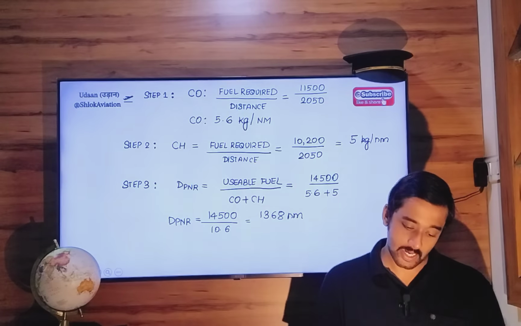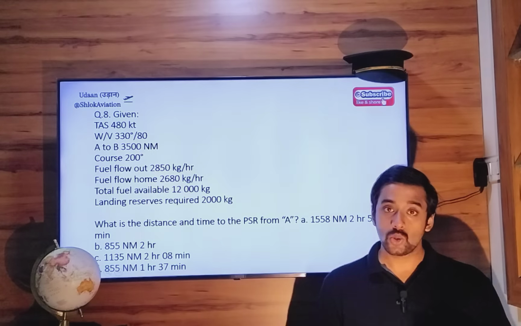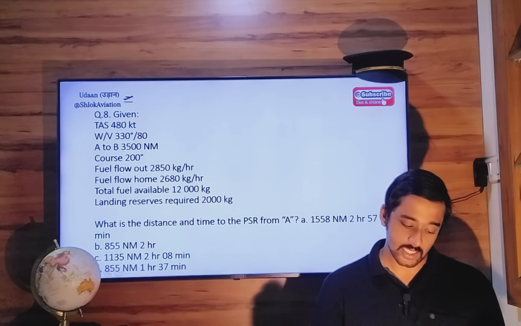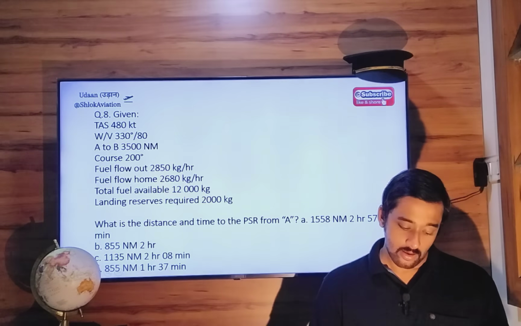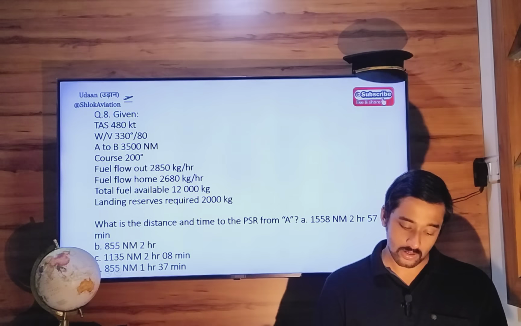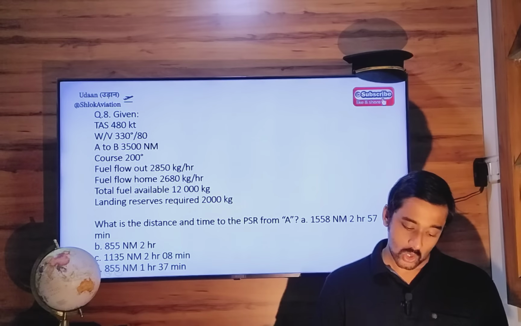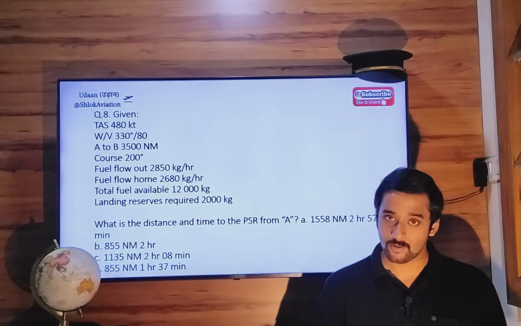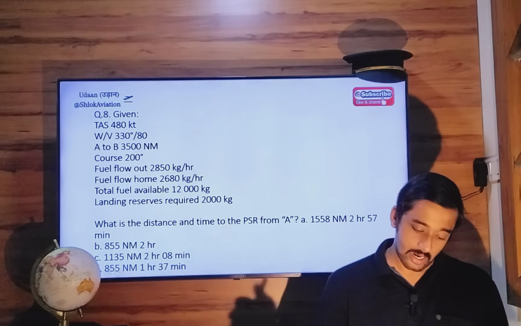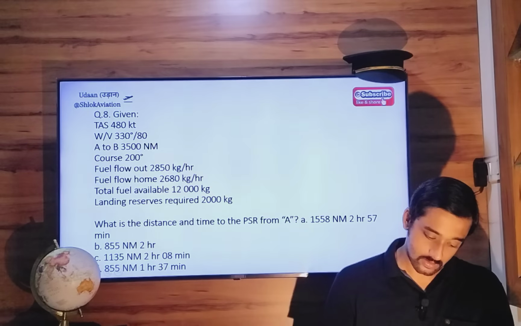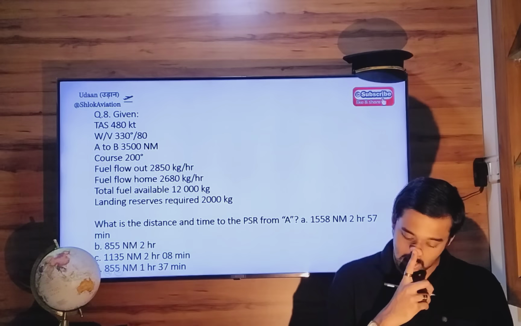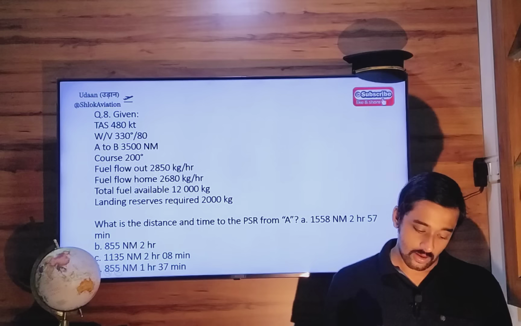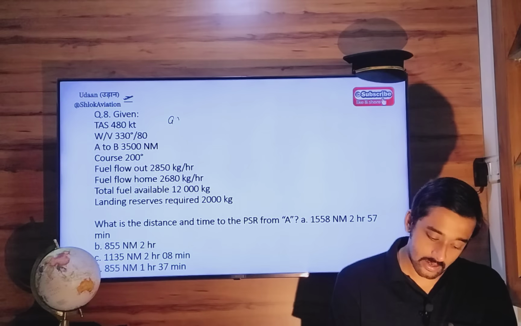Next, question number 8. True airspeed, winds given, distance given, course is given, fuel flow out, fuel flow home given. Total fuel available, reserves required is also given to you, right? So again, what is the distance and time? Okay, so let's first find ground speed.